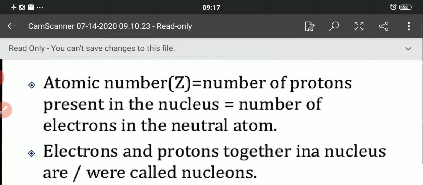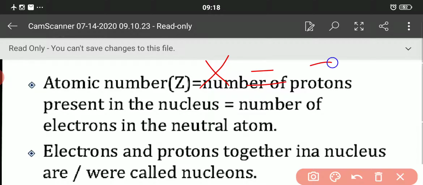So what is atomic number? Atomic number is the number of protons present in the nucleus, or we can say the number of electrons in the neutral atom. For example, if atom X has atomic number 23, what does it mean? It means that the number of protons in that atom X is 23, or we can say the number of electrons in that atom in the neutral state is 23.